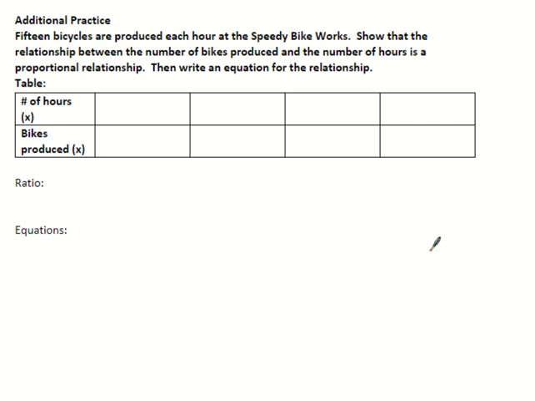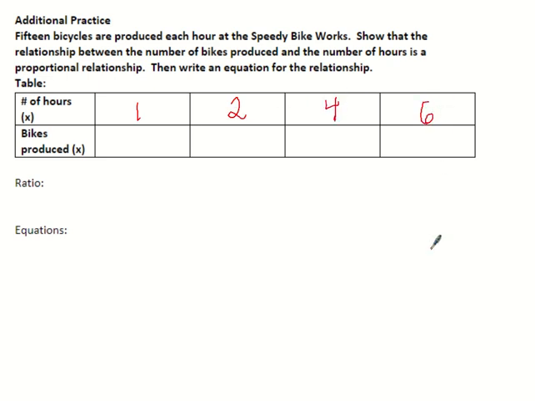All right, so we have 15 bicycles are produced each hour at the Speedy Bike Works. Show the relationship between the number of bikes produced and the number of hours, the proportional relationship. Then write an equation for the relationship. So we have number of hours, so I'm gonna fill in some hours for you. So let's go 1, 2, 4, and 6.